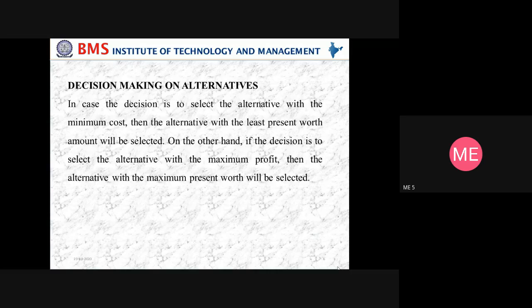So here, as we told, the decision making and alternatives, how you can take the decision making and alternatives. In case the decision is to select the alternative with the minimum cost, then the alternative with the minimum present worth amount will be selected. That's what we discussed. On the other hand, if the decision is to select the alternative with the maximum profit, then the alternative with the maximum present worth will be selected.